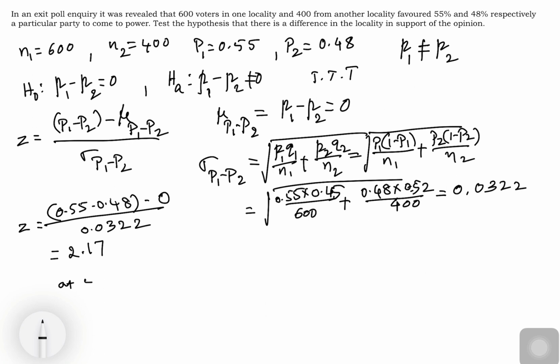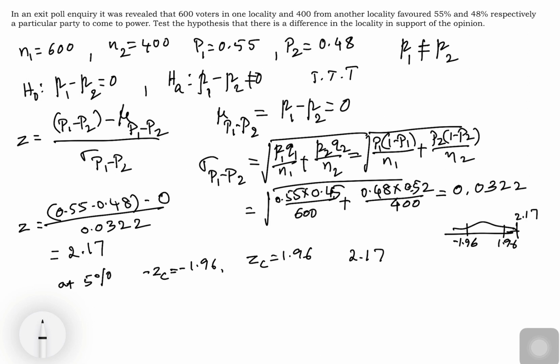So at 5% level of significance, and this is a two-tailed test, minus ZC is equal to minus 1.96 and ZC is equal to 1.96. So this is minus 1.96 and 1.96, and this is 2.17, right? So this belongs to the critical region. Therefore we are going to reject the hypothesis at 5% level of significance.